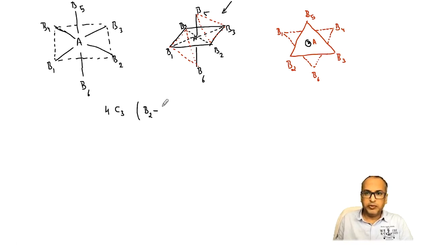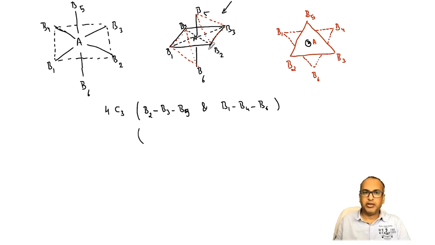So one is B2, B3, B5, and B1, B4, B6. What are the other triangles which can be formed here? The other triangle is B2, B3, B6. Instead of top, we can now go to the bottom, and the second face thus will be B1, B4, B5. Okay, so these are the two on this side.